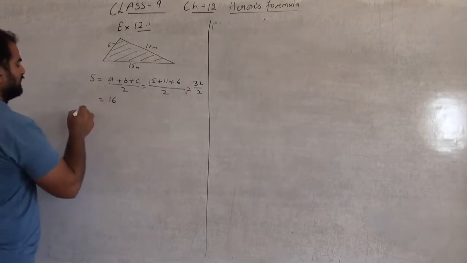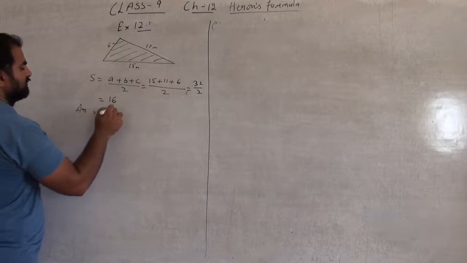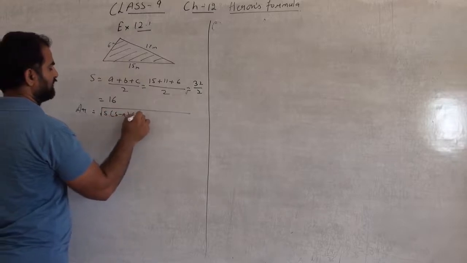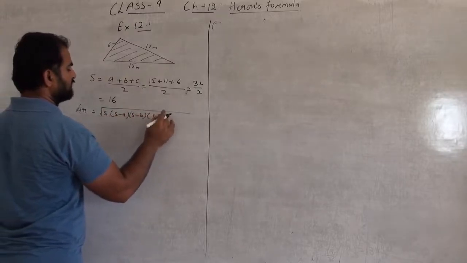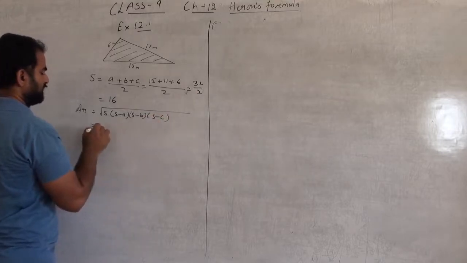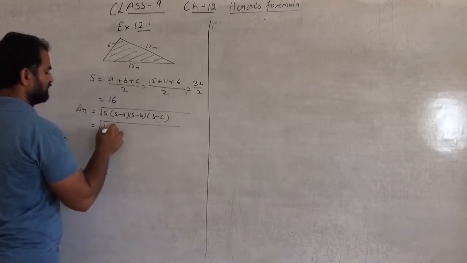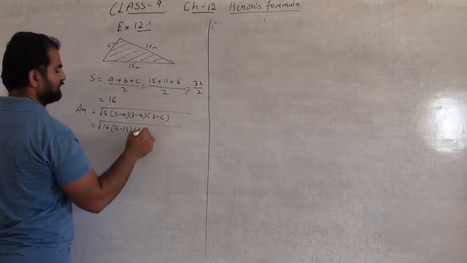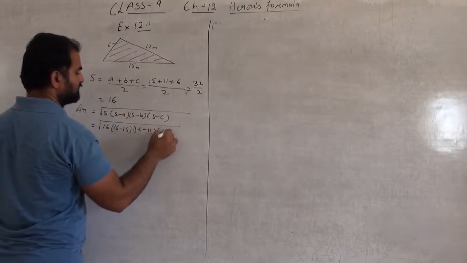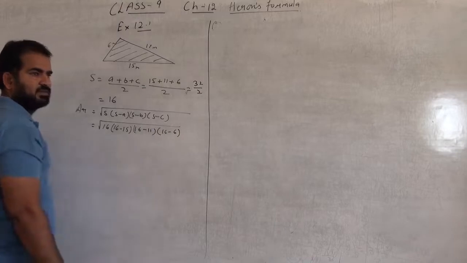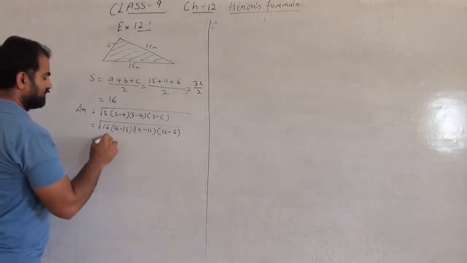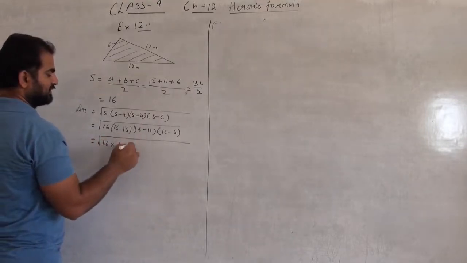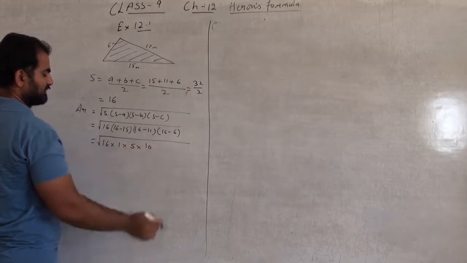Okay, now we have to find the area. Area equals root of S minus A, S minus B and S minus C. Okay, root of 16 minus A, what was A? 15. 16 minus B is 11 and 16 minus C, which is 6. Done? So it will be 16 multiplied by 1. What is 16 minus 11 is 5 and 16 minus 6 is 10.